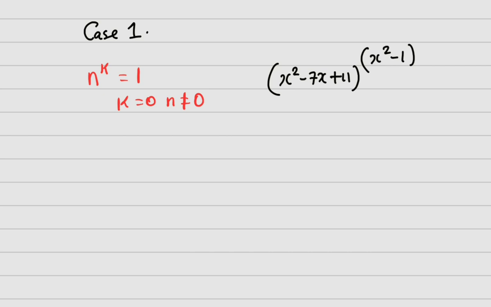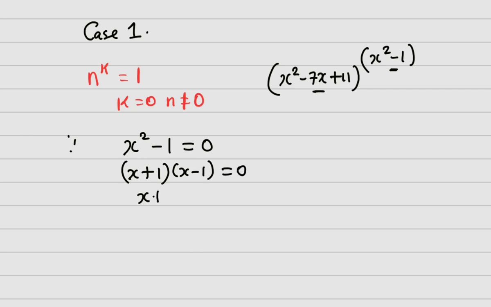Okay, now case 1. These are indices, okay? So this is the base and this is the power. Of course, k is the power here, so k is equal to 0. It therefore means that x squared minus 1 is equal to 0. This is a difference of two squares, so I have x plus 1 into x minus 1 is equal to 0.